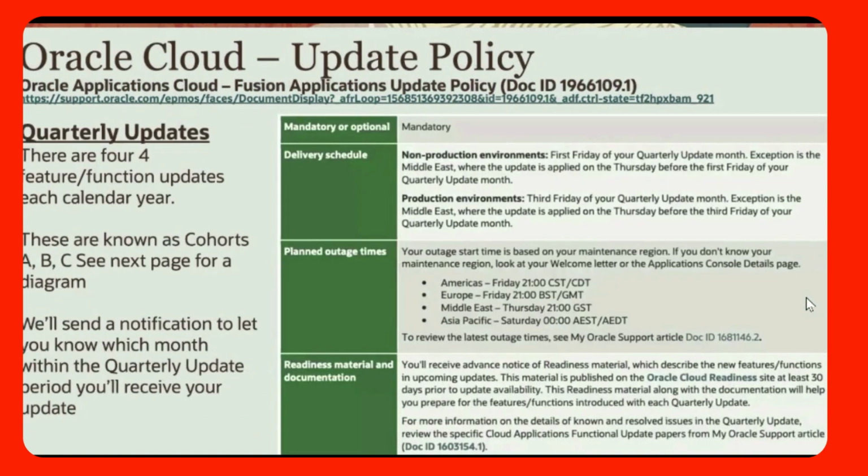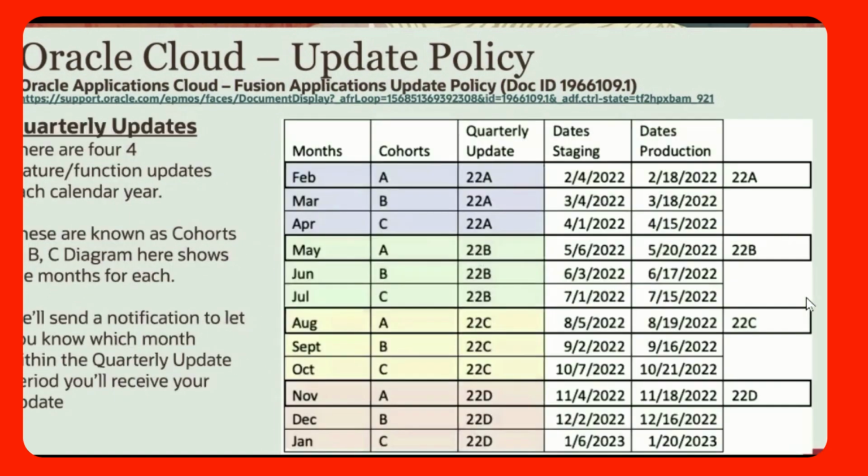So again, this is what I just talked about, the 4 quarterly updates, A, B, and C. And then I created this diagram because it's really, really powerful in terms of visually understanding when those updates are going to hit your environment. So if we think about today, we are in cohort B in the June timeframe. So customers just received on 6/17, if you were in cohort B, 22B in your environment. Again, 22A was in May for A. So A, B, and C. Typically, customers who have payroll are in that first cohort or that first wave, as we like to say.